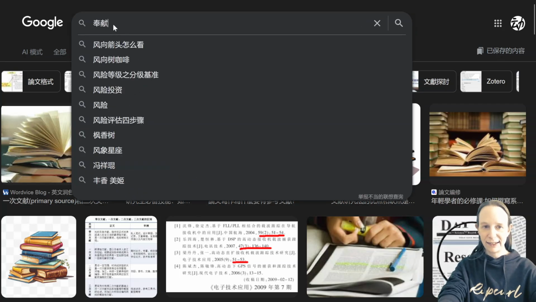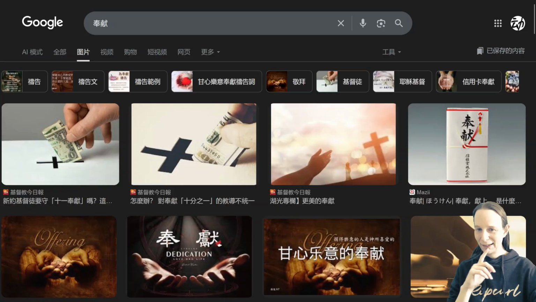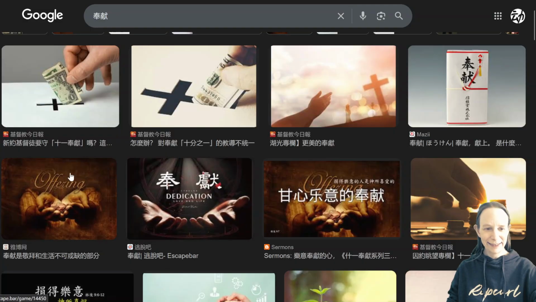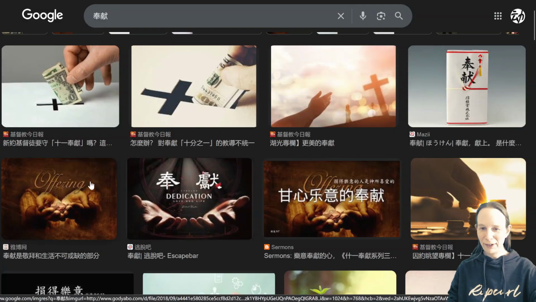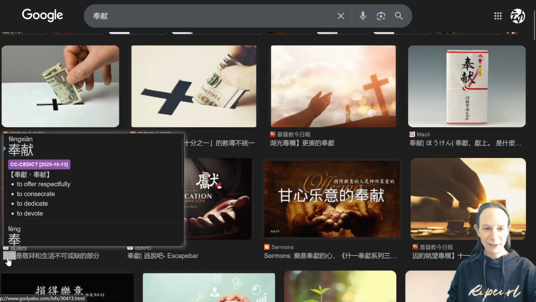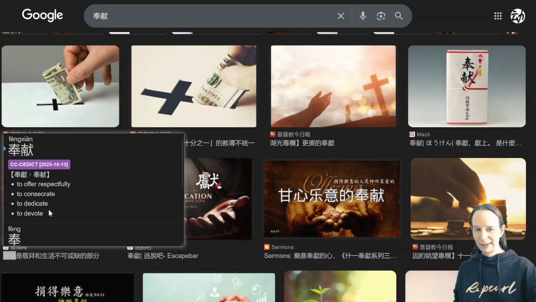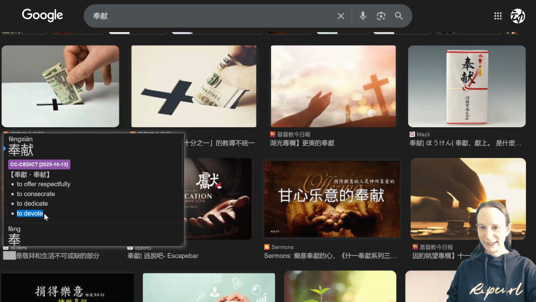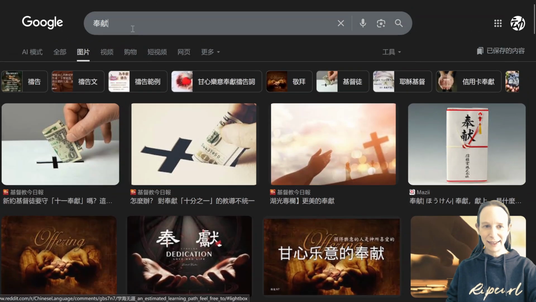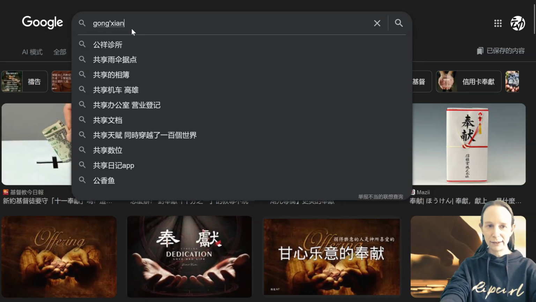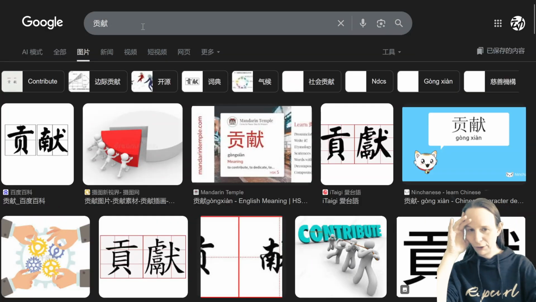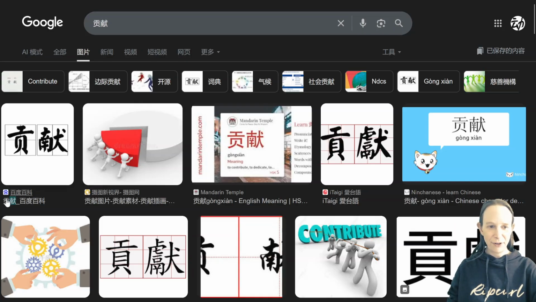奉献. This is kind of like dedicate. More, this is a bit better offering, maybe. I don't know, do we have this concept? 奉献. Yeah, a kind of devote might be a better one again. Also 贡献. This is like tribute or in the sense of donate.